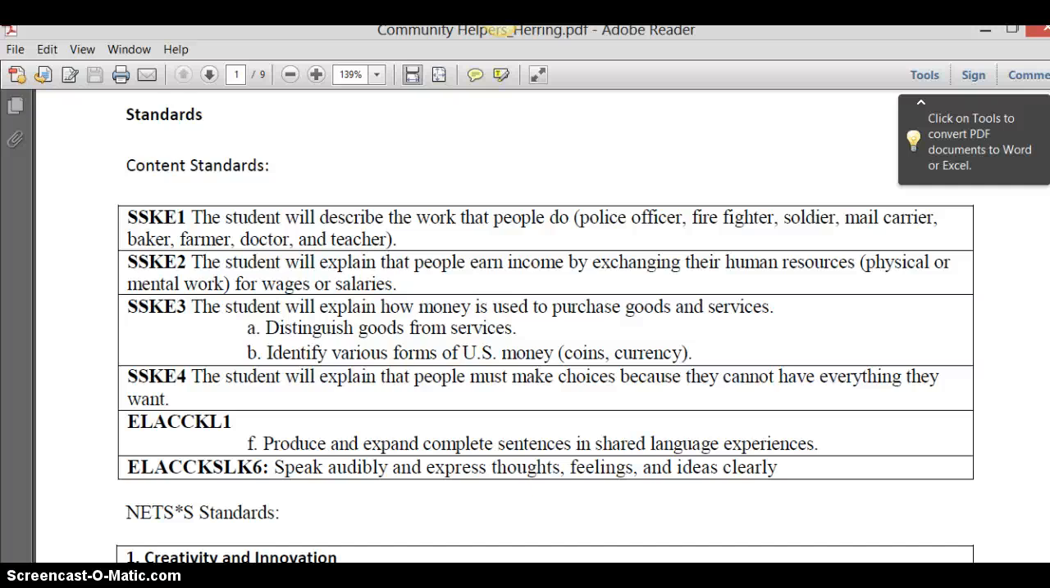Hi, my name is Alicia Herring, and this lesson was centered around a kindergarten social studies standard that states students will describe the work people do and whether they produce a good or provide a service.